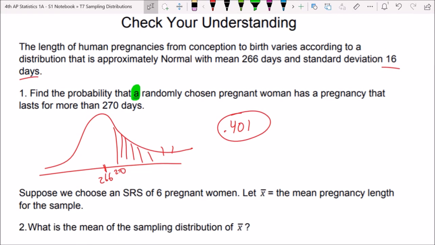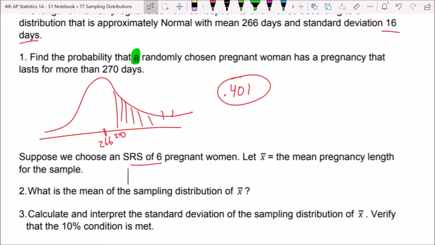So now they say we are going to be choosing a simple random sample of 6 pregnant women. Now we're starting to get into the sampling distribution because you have a sample size that's more than 1. Okay, so we allow x bar to be the mean pregnancy length for the sample, and now we get to find the mean of the sampling distribution. And we also get to calculate and interpret the standard deviation of the sampling distribution for x bar, verifying the 10% condition is met. So what I want to do is scroll up for a second and review what we saw in the very beginning of the video.